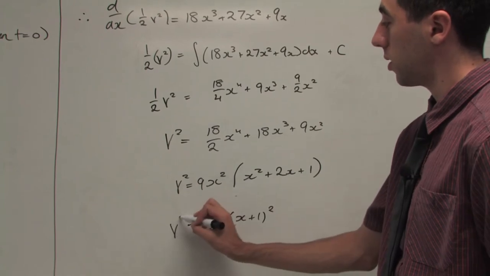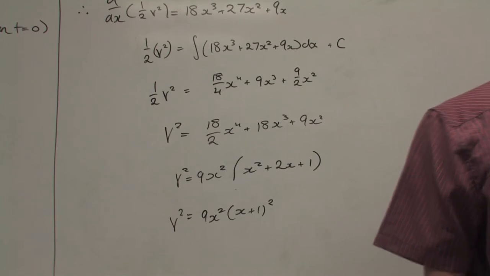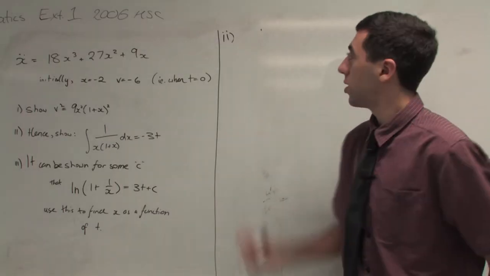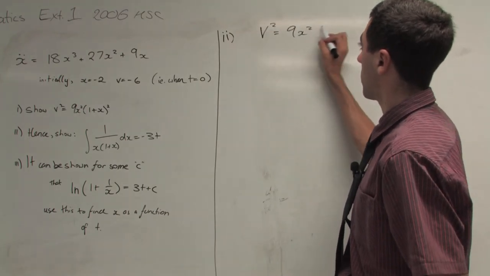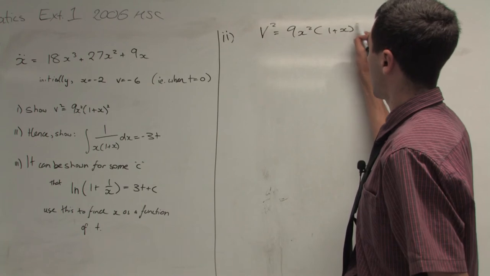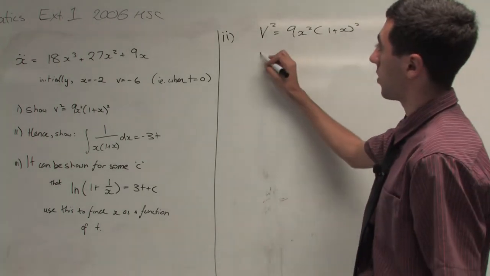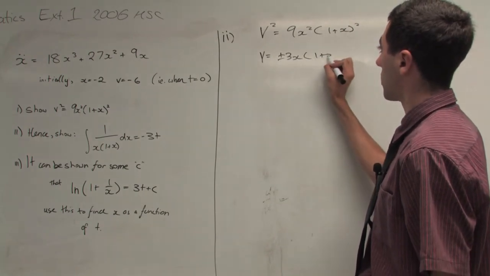We have shown successfully that v squared equals 9x squared times (x plus 1) squared. Right. Okay, so for part 2 now, from part 1, we know that v squared is equal to 9x squared times (1 plus x) squared. To find v on its own, we're going to square root both sides. So we get v is equal to plus or minus 3x times (1 plus x).